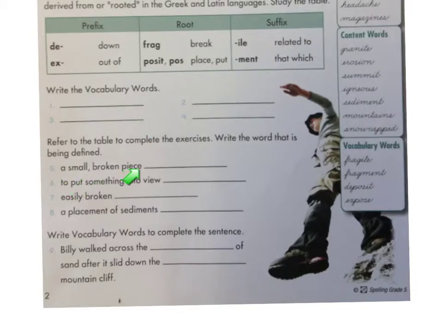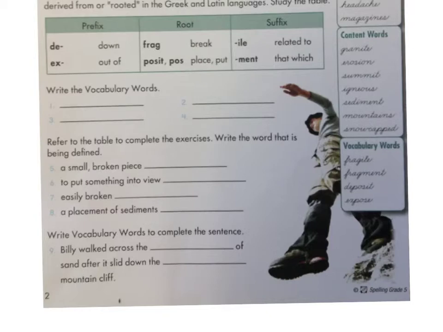So, a small broken piece. You want to look at the roots up here, which one means break. So you know, break, the frag. You have 2 words over here, fragile and fragment, that have the root for break. So you have to make a choice. Which one of those do you think would mean a small broken piece? Well, ment is that which, so that which broke, a small broken piece, or ile, which means related to a break, something that relates to breaking.